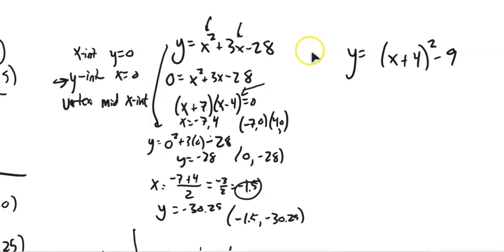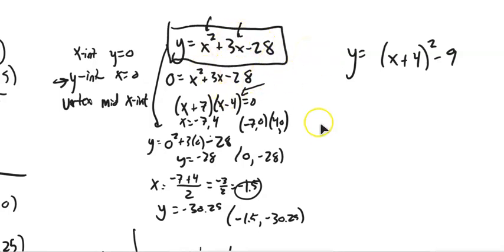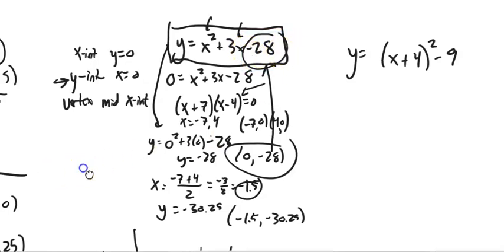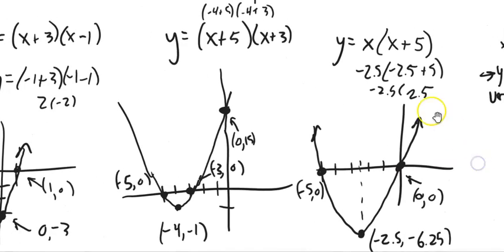Notice in this form, when it's written this way, the thing that's really easy to read off of here is the y-intercept. Because when x is 0, right? When x is 0, these happen. So this form really gives me my y-intercept. I have to kind of work for the other pieces. We'll go back to some things I did previously.